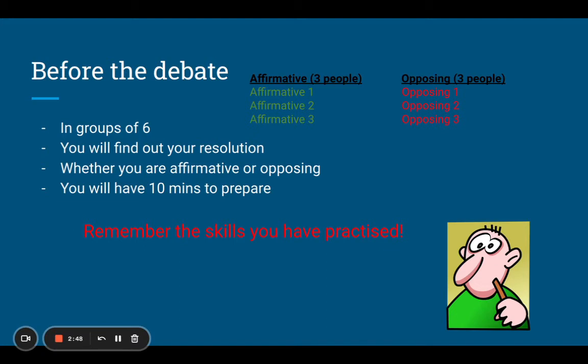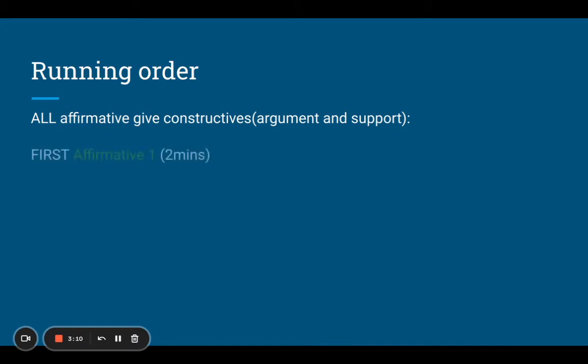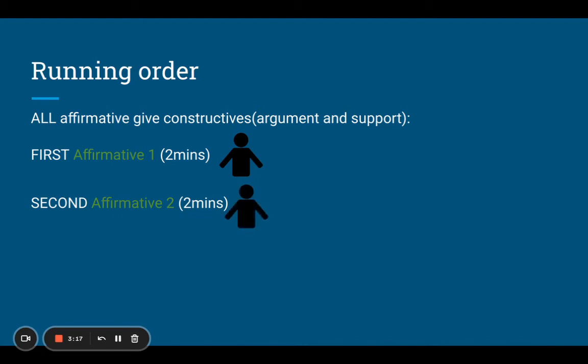Now, during the debate, here is the running order of the debate. Essentially, who is speaking and when. First, affirmative. All affirmative people will say their constructive first. That's their argument and their support together. And they will speak for 2 minutes. So, affirmative 1 gives their constructive, affirmative 2 then gives their constructive, and finally, affirmative 3 gives their constructive.